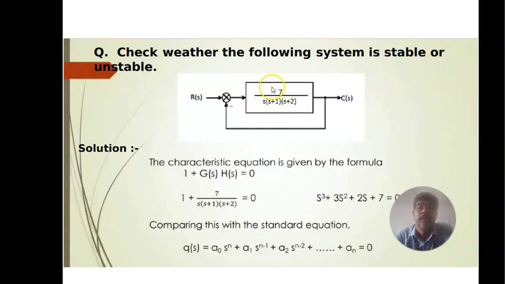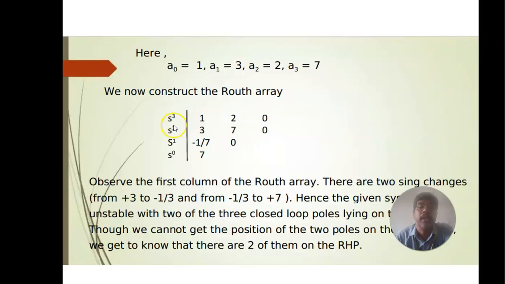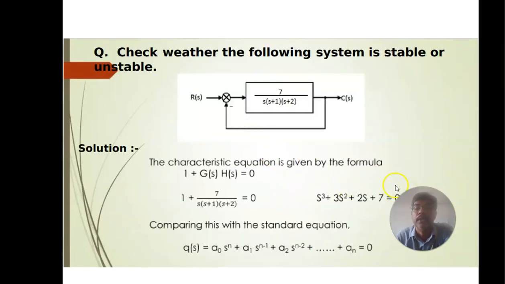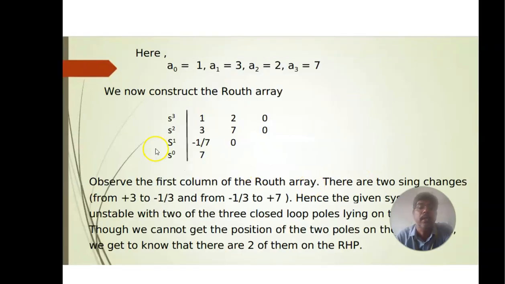From this open loop transfer function, we have to find the characteristic equation. The characteristic equation is 1 plus G of s into H of s equal to 0. We find the characteristic equation s power 3 plus 3 s square plus 2s plus 7 equal to 0. Now we can construct the Routh array for this characteristic equation. The S3 and S2 rows are constructed from the coefficients of this characteristic equation. Then the S power 1 and S power 0 rows are calculated from the above rows.